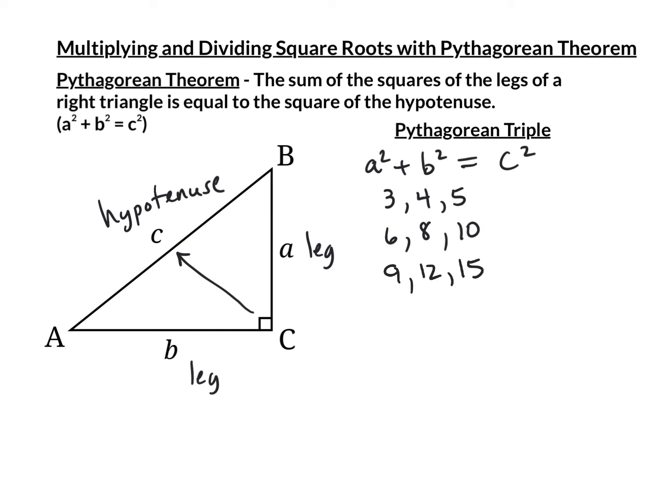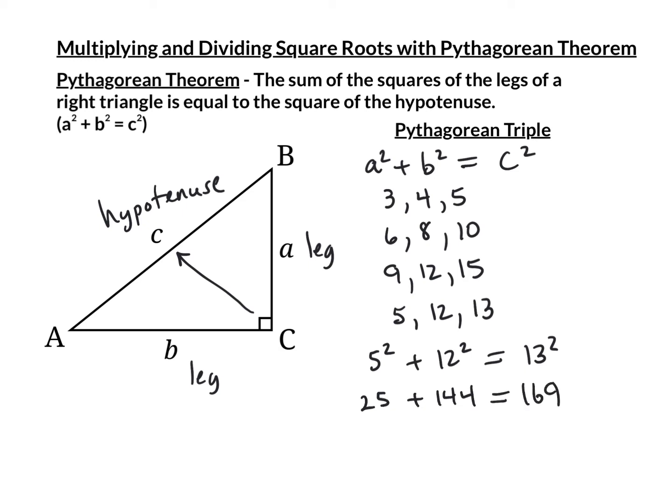They don't have to be in just the ratio 3 to 4 to 5, though. For example, 5, 12, 13 is a Pythagorean triple because 5 squared plus 12 squared equals 13 squared, because 25 plus 144 equals 169. Most of the time, though, when you use the Pythagorean theorem, you get answers that aren't nice. Sometimes we round those answers, but sometimes we want those answers exact, and that's why we have simplest radical form.